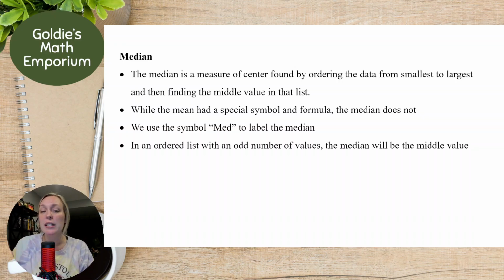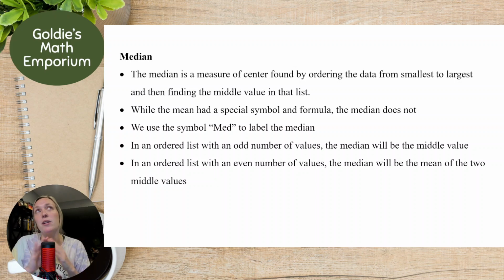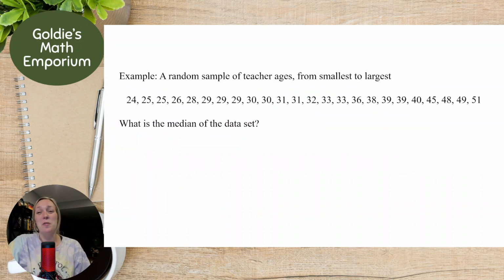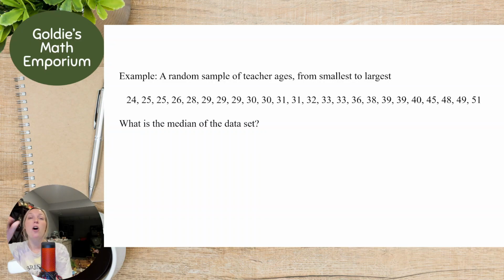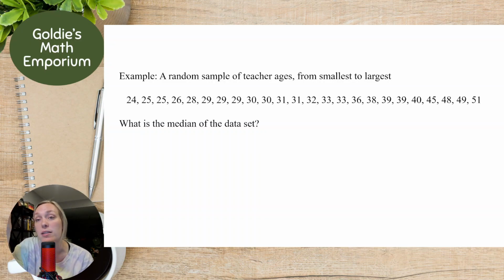So in an ordered list with an odd number of values, the median is the middle value. But in an ordered list with an even number of values, the median is the average of the two in the middle, okay? The mean of the two in the middle. So here's an example. Here are all of the teachers again, but now I've arranged them in order from smallest to largest, so lowest age to highest age.